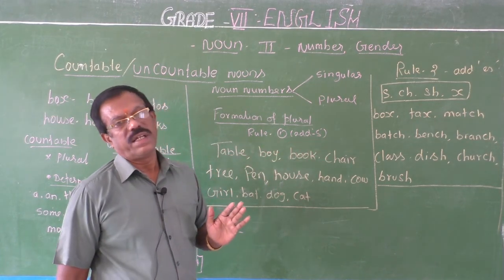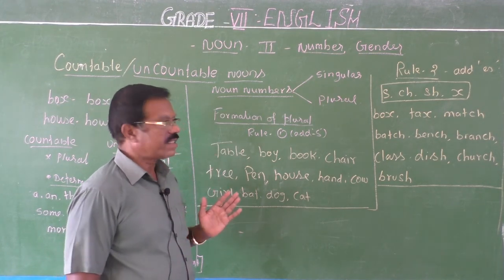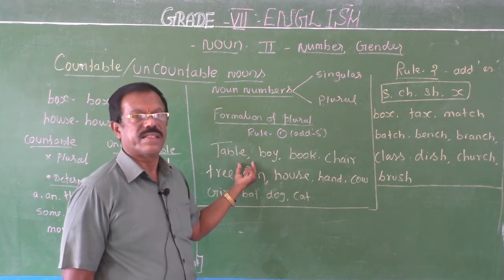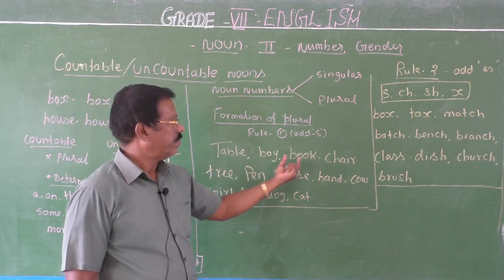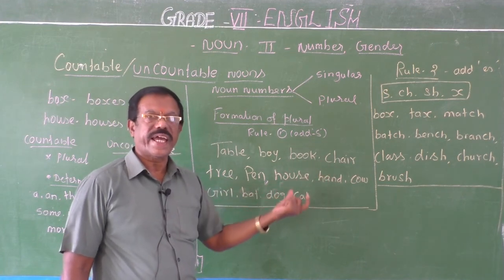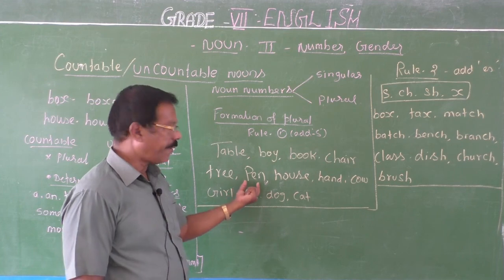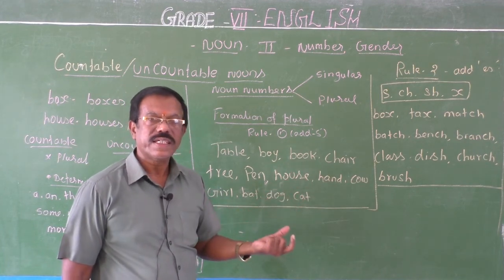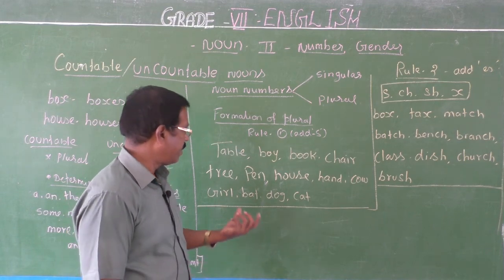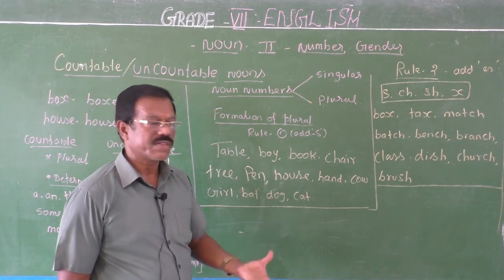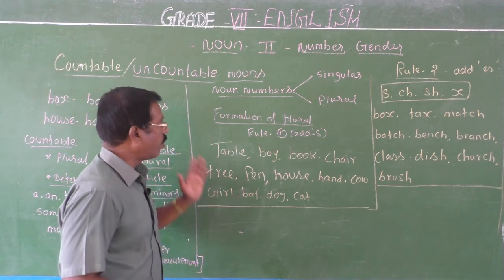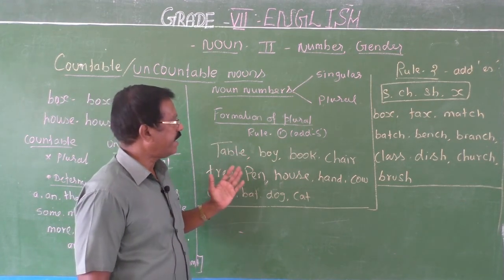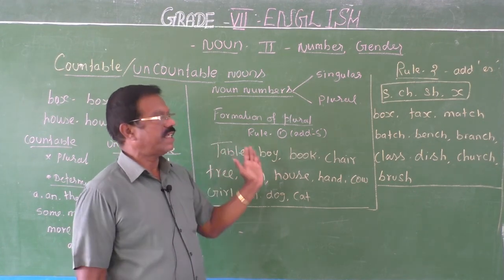Here I have given you a list of nouns. If you add S to all these nouns, you can get plural. How? Table, tables. Boy, boys. Book, books. Chair, chairs. Tree, trees. Pen, pens. House, houses. Hand, hands. Cow, cows. Girl, girls. Bat, bats. Dog, dogs. Cat, cats. Yes, children, I hope all of you now understand how plurals are formed. You have to add S to the singular, or these nouns take S in their plural form.